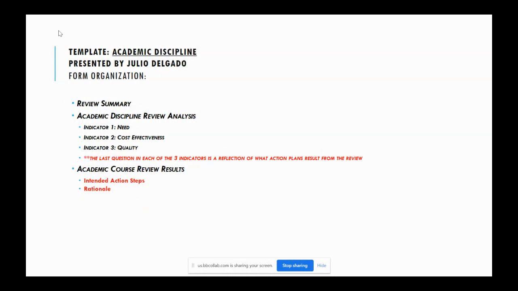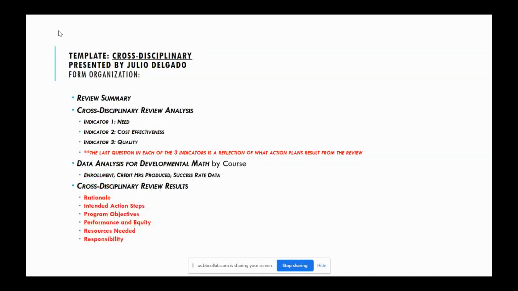Similarly, in academic discipline, which nobody's here for, those are the courses within arts and science. Similar to look at the review summary for last year: what did we do these 5 years and what do we plan on doing? Cross-disciplinary also is courses. This year we're going to be doing the math DevEd. Same kind of structure.